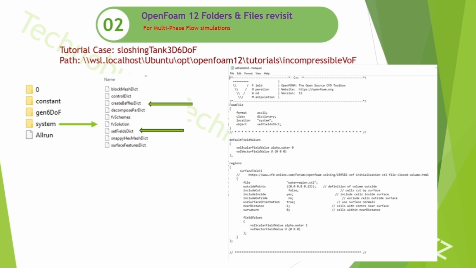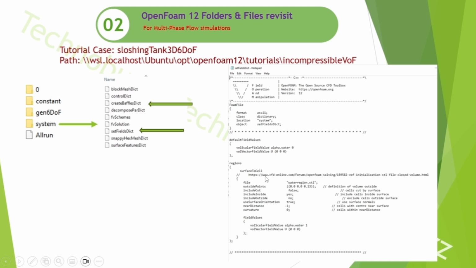In the second block, regions, we specify the regions in the domain where the volume fraction of water is to be 1. For this, there are 2 options. In the first option, we define the water region by providing an STL file. This STL file should be saved in the main working folder. Now here to define the STL file, we use this option surface to cell.